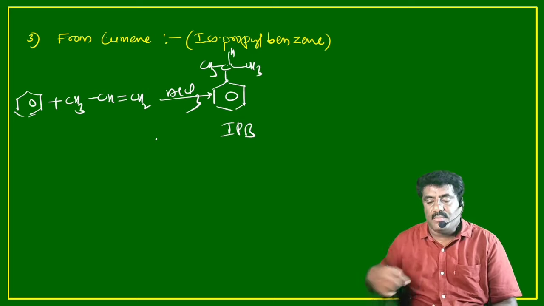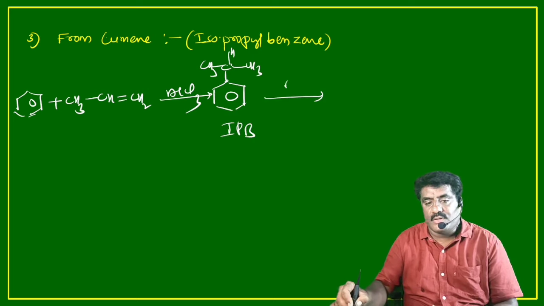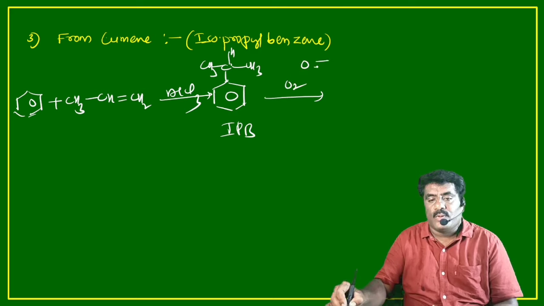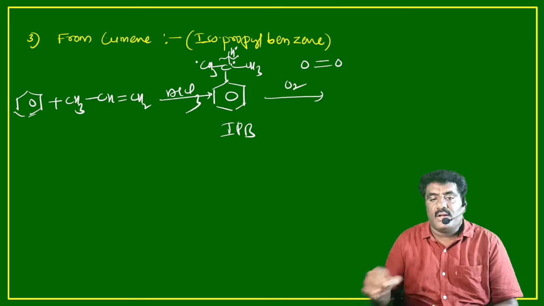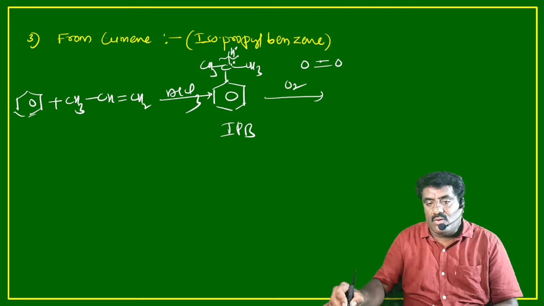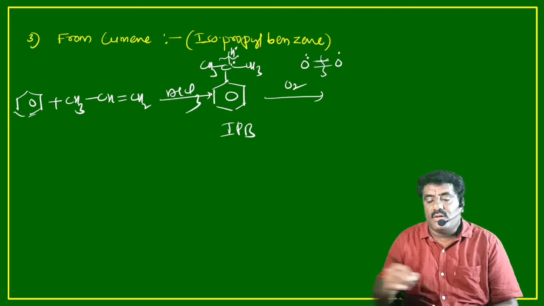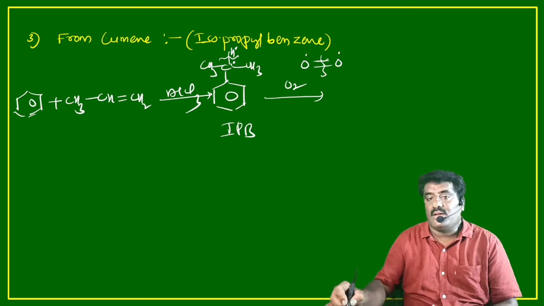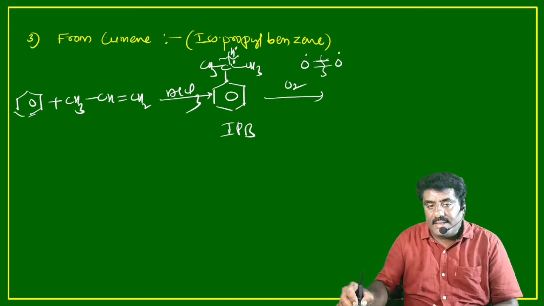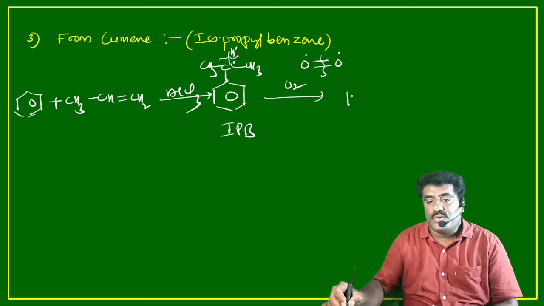This isopropyl benzene undergoes oxidation in presence of O2. So when the carbon free radical and hydrogen free radical break down, the oxygen bond is broken to form an oxygen free radical. This O2 inserts in between to form cumene hydrogen peroxide.